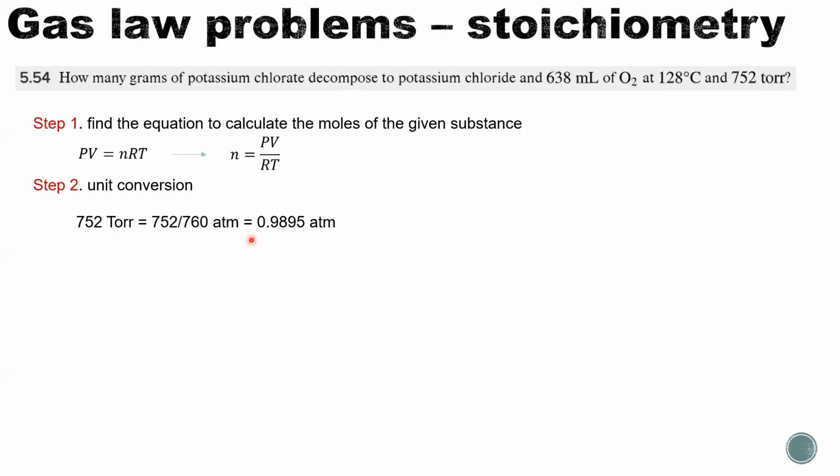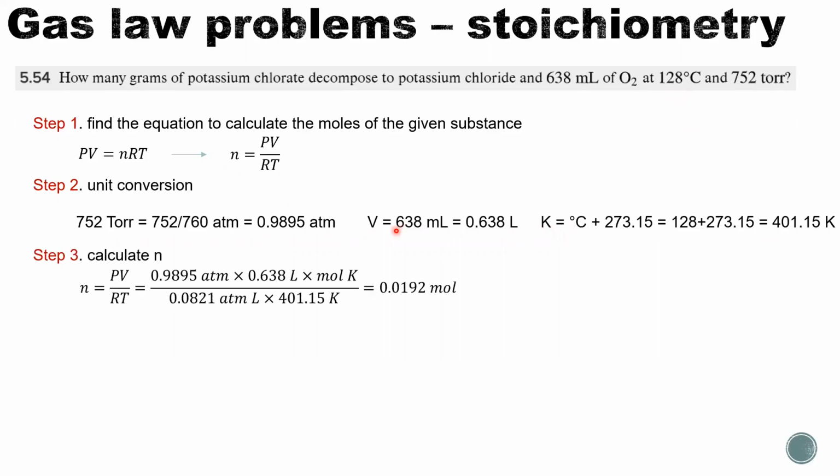752 torr will be converted to atm. Volume will be converted to liters. Temperature should convert from degrees Celsius to Kelvin. Okay, then we can do the calculation. Plug in the numbers in the equation, n equals PV over RT. Plug in all the numbers, and we get n equals 0.0192 mole. The R we used is 0.0821. Okay, now we know the moles of oxygen.